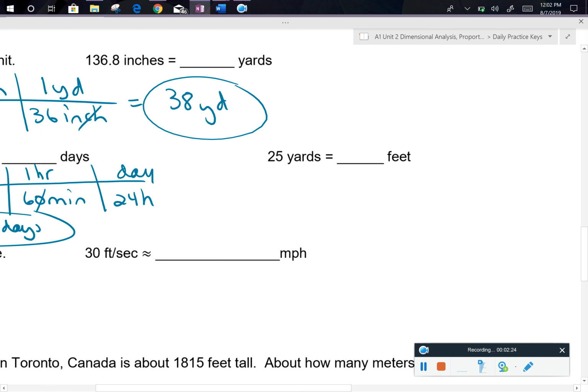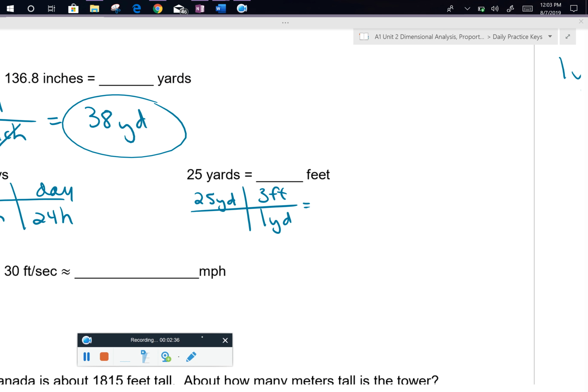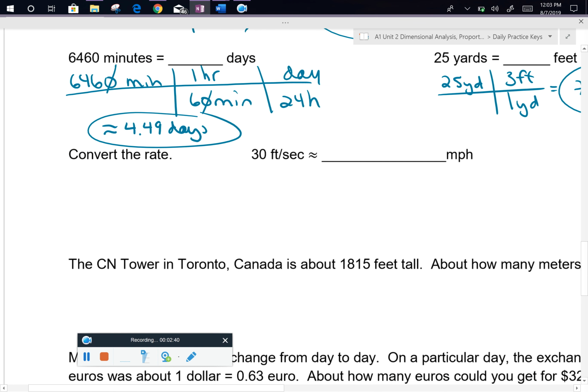25 yards going to feet. So if I have 25 yards, we know that 1 yard is 3 feet. So that's a simple one-step conversion, and it's just a multiplication. There's 75 feet in 25 yards.